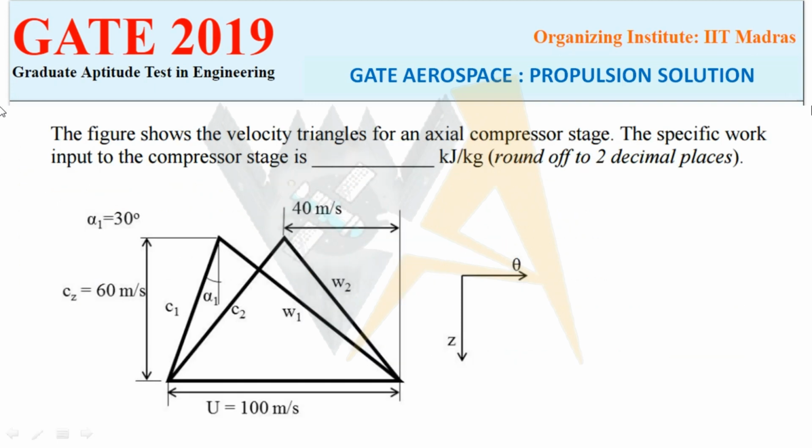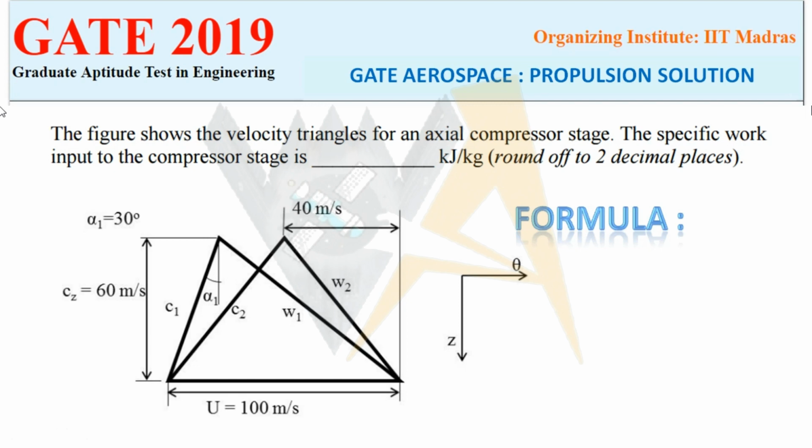Here comes another question on an axial compressor. The figure shows the velocity triangle for an axial compressor stage, and from here we need to find the specific work input to the compressor stage in kilojoule per kg, rounded off to 2 decimal places. Here is the figure given.